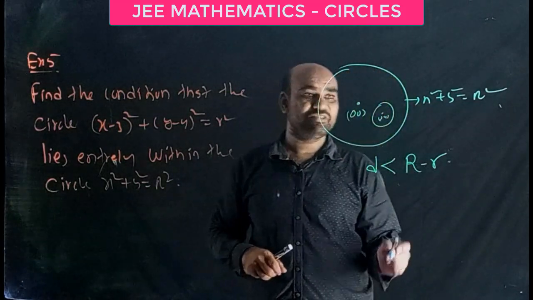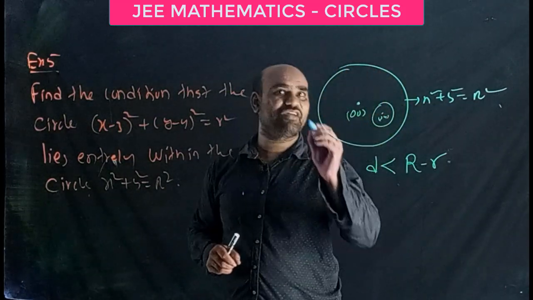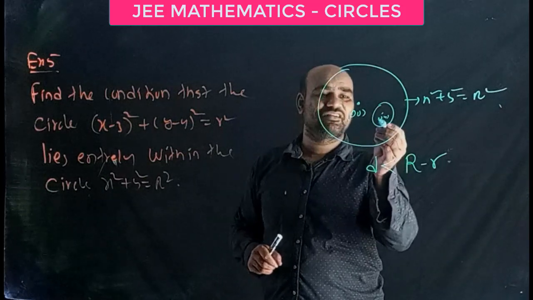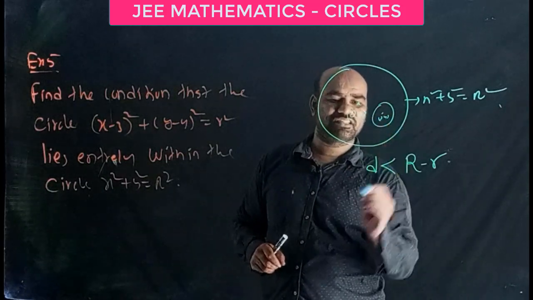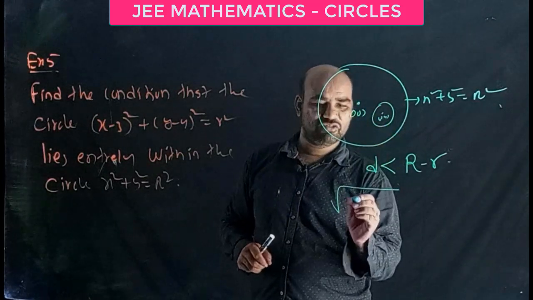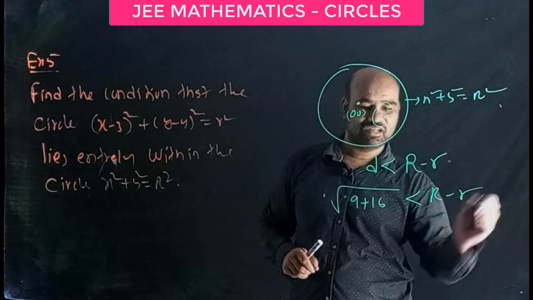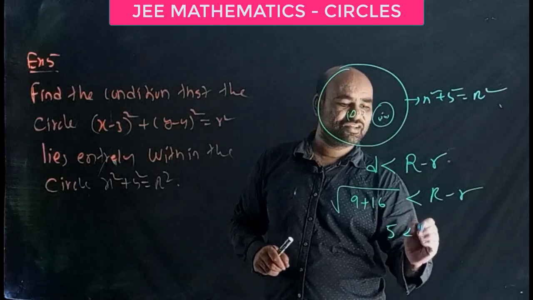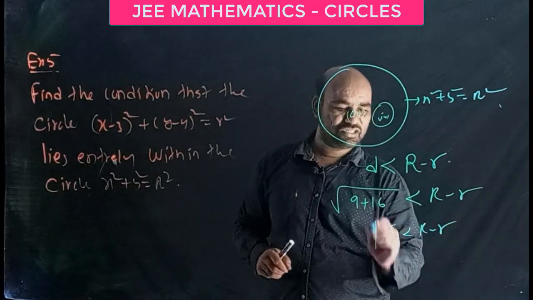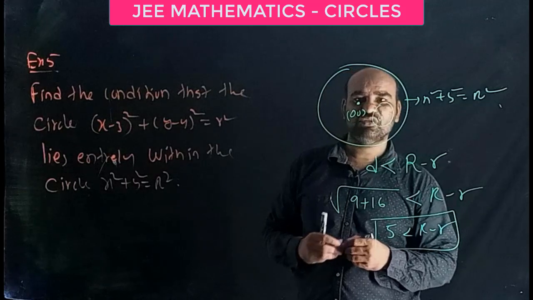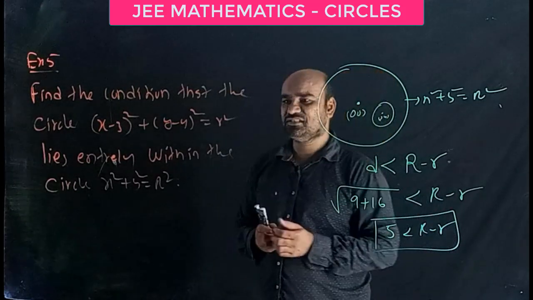So d means distance between centers. First of all I want to write the distance directly. I can say root over 3 minus 0 square, 9 plus 16, lesser than capital R minus small r, that is 5 lesser than capital R minus small r. This is the relation between capital R and small r, so that the second circle is entirely inside the first circle.